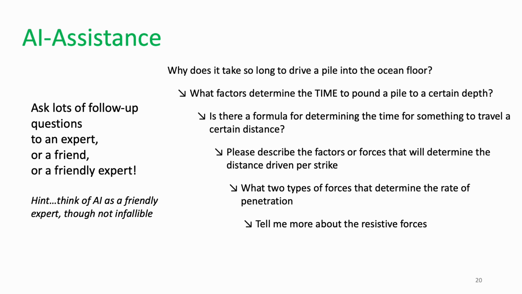However, with the AI assistants I've been talking about, you essentially can ask your initial question and then lots of follow-up questions, and ask them as if you're talking to an expert or a friend, or ideally a friendly expert. Think of AI as a friendly expert, though definitely not infallible. So you can ask questions like, why does it take so long? What factors determine the time? Is there a formula? Describe the factors and forces. What are the two types of forces that determine the rate of penetration? Are there other resistive forces?